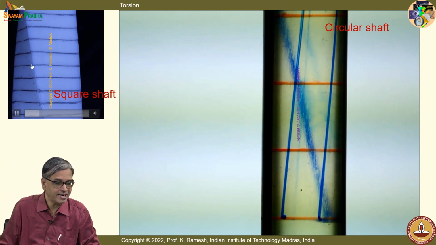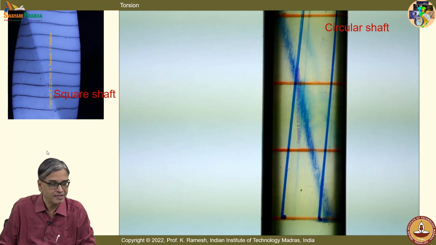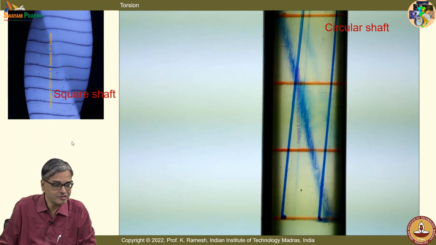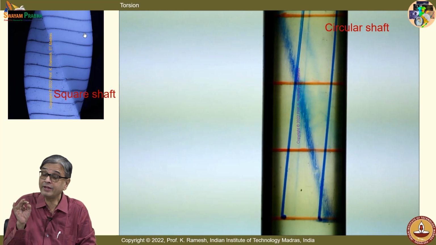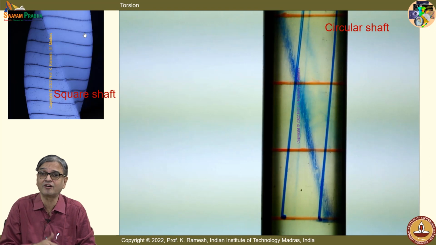Okay. I take a square shaft, I have a horizontal line, and this is twisted. Do you see that this is moved up and then there is a slant and then it is coming down? Do you see that it is like this? It's very, very important. It's a very subtle aspect. And this has a bombastic name in literature. It is called warping of the cross section. Please write down.